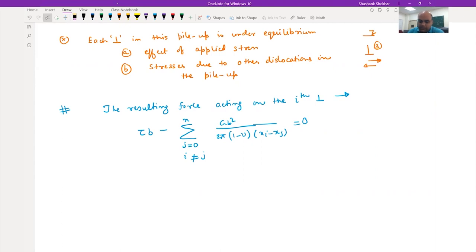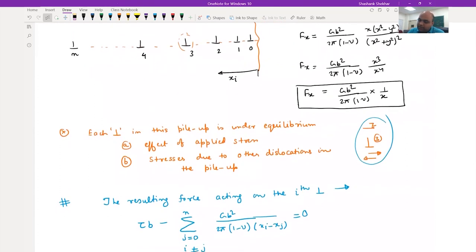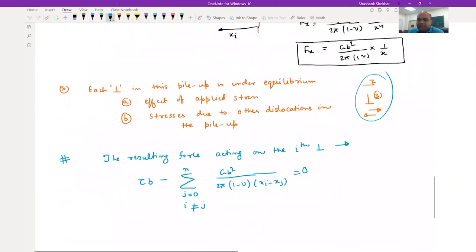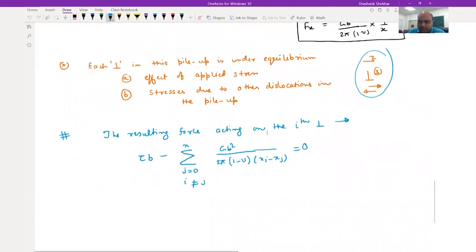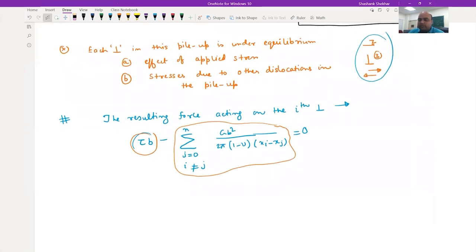Okay. So a particular dislocation, if you see, I was talking about number 3 here, right? This particular dislocation, number 3, is under the applied stress and then the stresses due to the other dislocations. And this is under equilibrium, dislocation number 3, right? So the force on dislocation number 3 should be 0, okay? So now because of the applied stress, the force on the dislocation will be given by tau b, okay? And the interaction forces between dislocation number 3 and other dislocations will be given by this summation. Now, the combination of these two should lead to 0 because dislocation number 3 is under equilibrium. Okay, and you can calculate this.